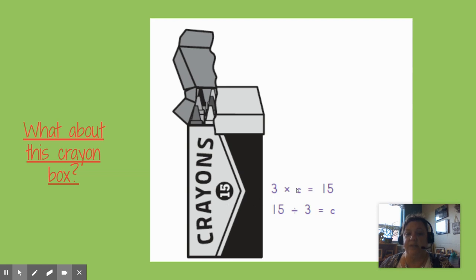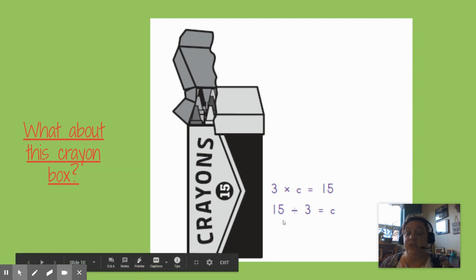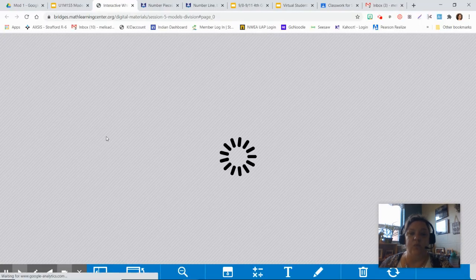So 3 times something equals 15. The C stands for number of columns here. So we also know that one of our division equations will be 15 divided by 3, because the 3 rows we've been given will equal our number of columns. So let's see how we can work this one out.